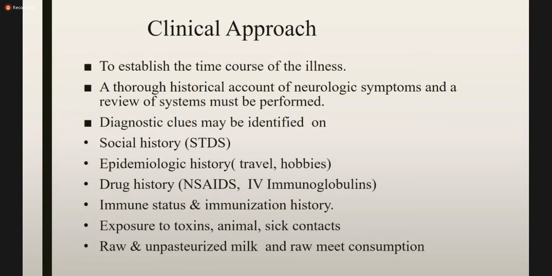So apart from all these things, immune status and immunization history are also very important. Those patients who are immunocompromised, or those children who have not been properly immunized, have chances to develop these chronic types of meningoencephalitis. Then certain toxins, animals, and sick contacts.